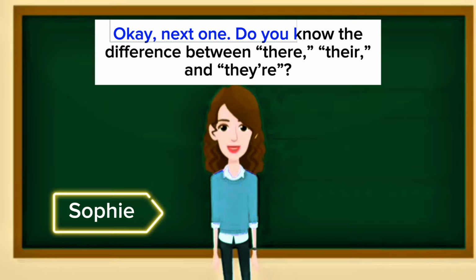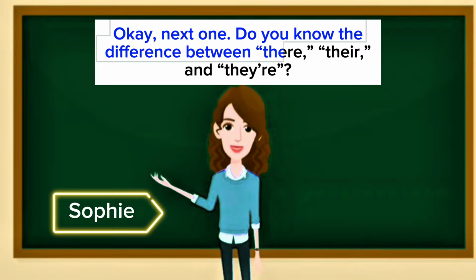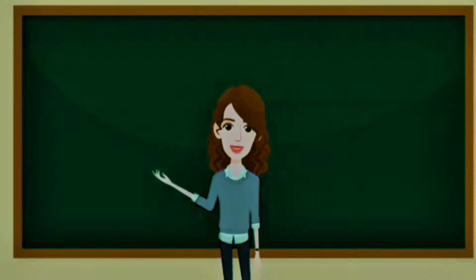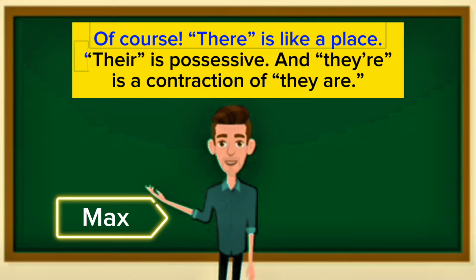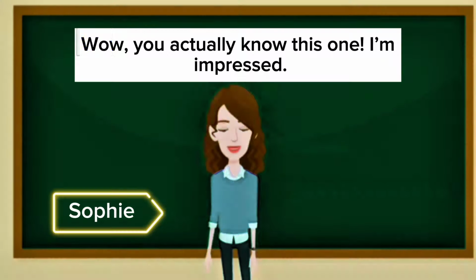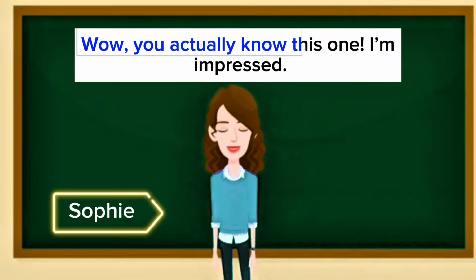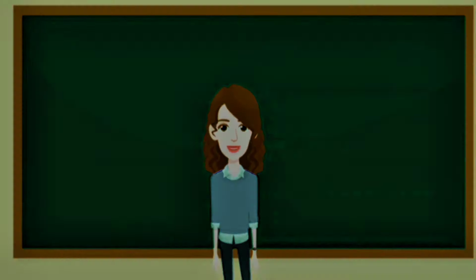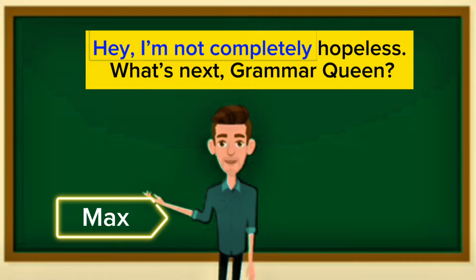Okay, next one. Do you know the difference between there, their, and they're? Of course, there is like a place, their is possessive, and they're is a contraction of they are. Wow, you actually know this one? I'm impressed. Hey, I'm not completely hopeless.